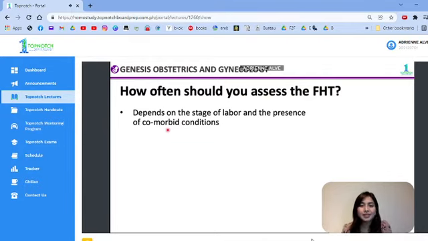So, mamaya na tayo, balikan natin si dinoprostone. So, sabihin ng resident sa'yo, okay, nag-cervical ripening tayo kay patient. So, kailangan i-monitor mo si baby. How often should you assess the fetal heart tones of your patient? So, this depends on the stage of labor and the presence of comorbid conditions in the mother.